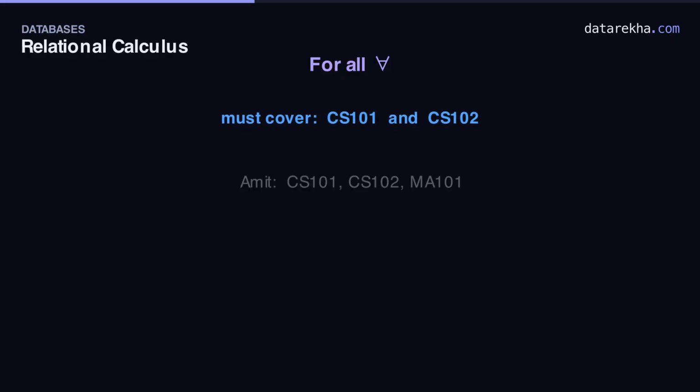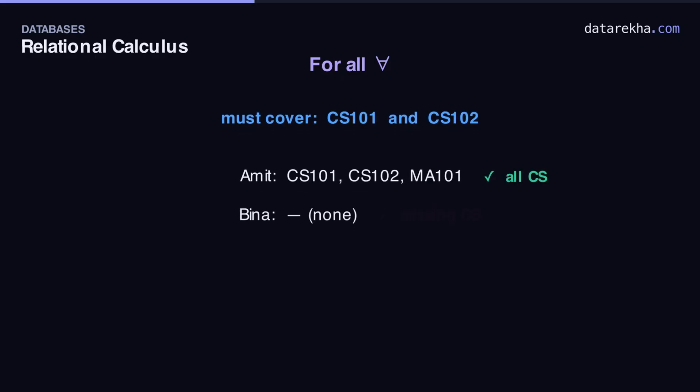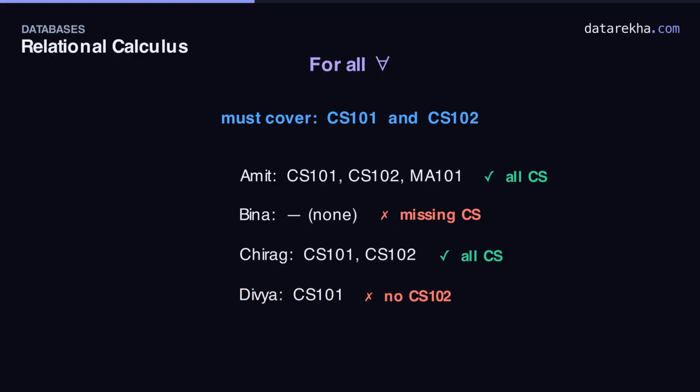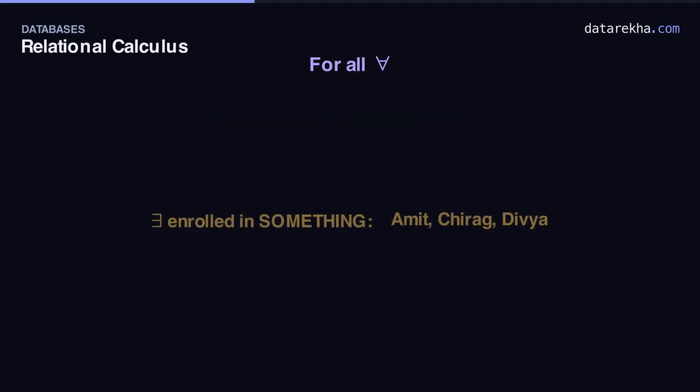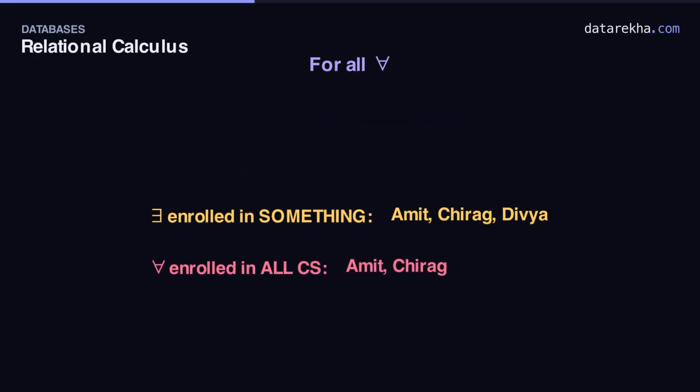So check each student against both CS courses. Amit has 101 and 102. Both covered, he qualifies. Bina is enrolled in nothing, missing both. Out. Chirag has both CS courses. In. But Divya, watch closely. She took 101 only. 102 is missing. And for all tolerates no gap. So Divya is excluded. Answer: Amit and Chirag.